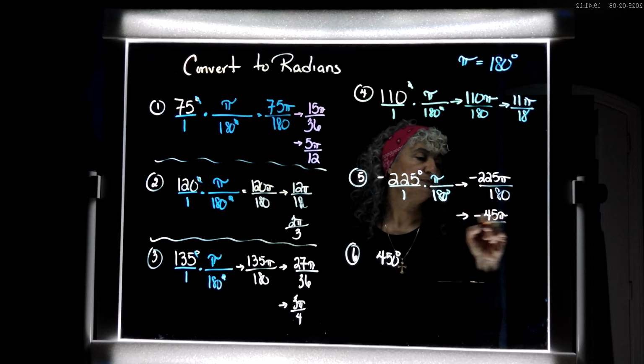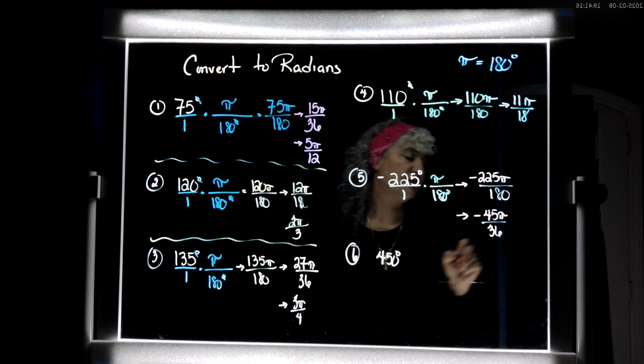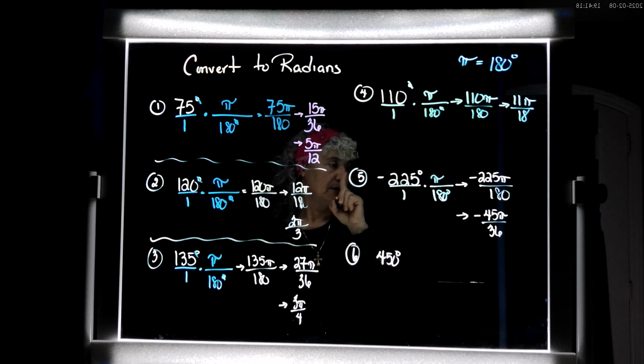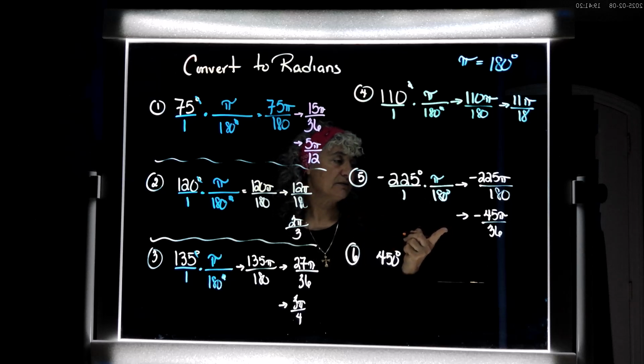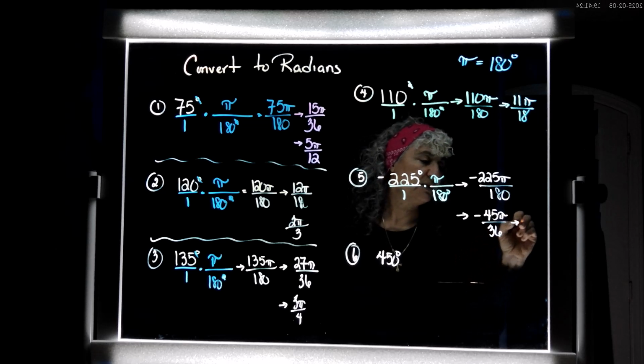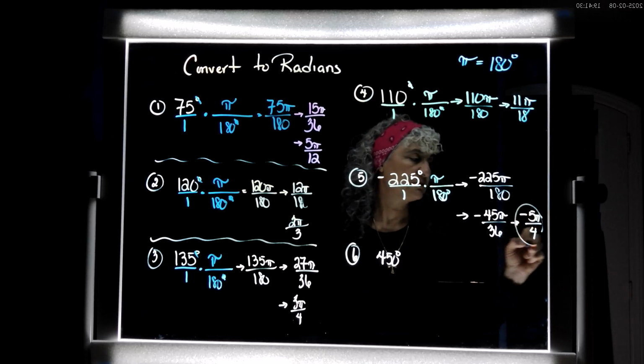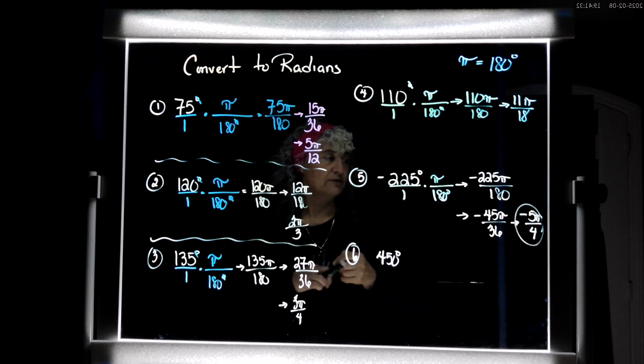So what is that? 45 pi over, 5 goes into there, 36. I think we've established that enough. Oh, that looks like it reduces again. By 9. Okay, good enough. So then this becomes negative 5 pi over 4. All right, cool.